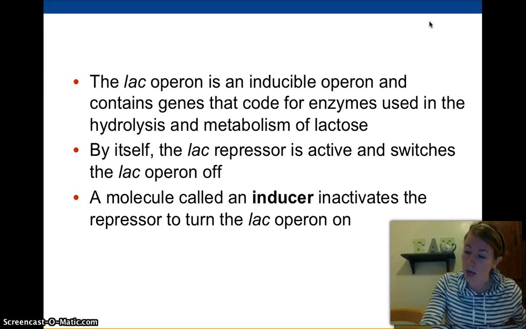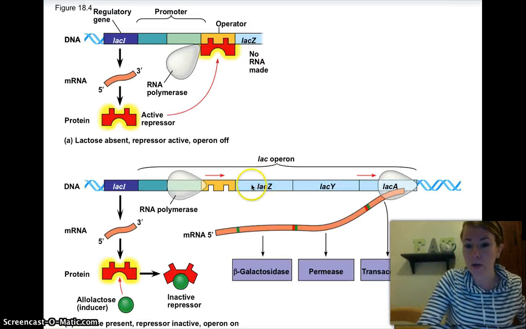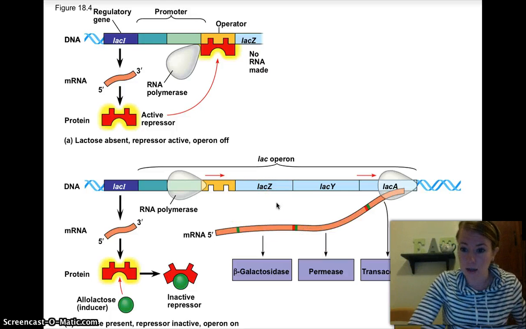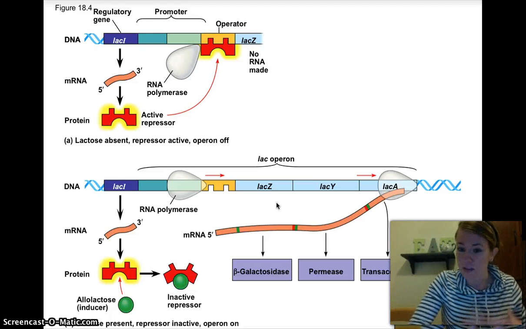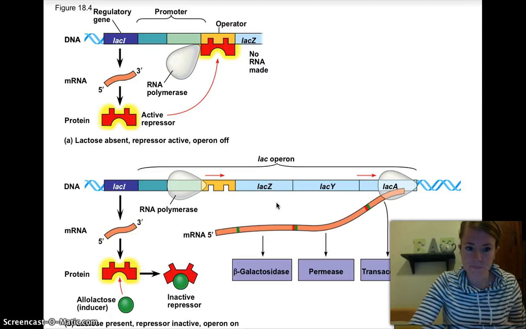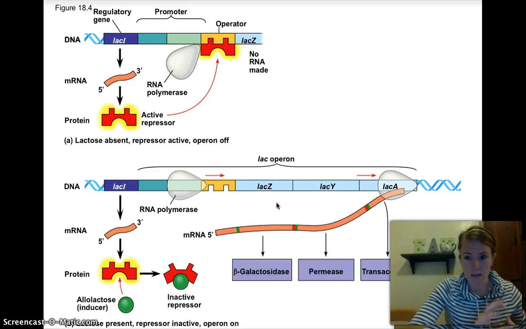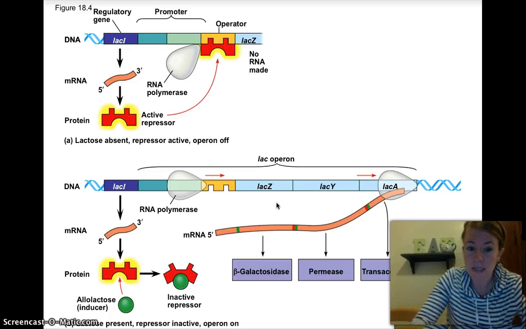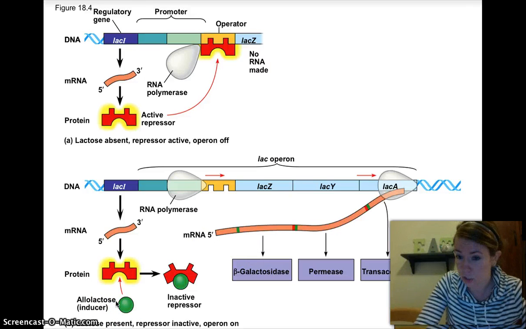So this is an inducible operon, meaning we can turn it on. We're going to turn on the operon so that we make these genes right here. And the way that we turn on the operon is the presence of lactose. Okay, so again, the thing that we're trying to work with acts as the co-repressor, or the co-inducer in this case. So it's not actually lactose, it's something called allolactose, which comes along with lactose. But in the presence of lactose, the repressor gets turned off.